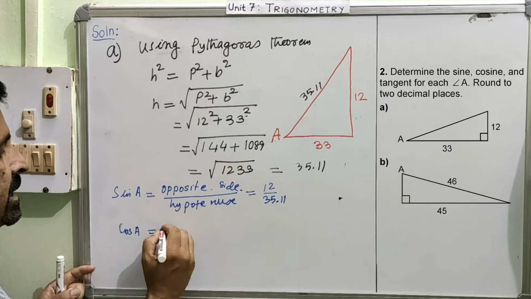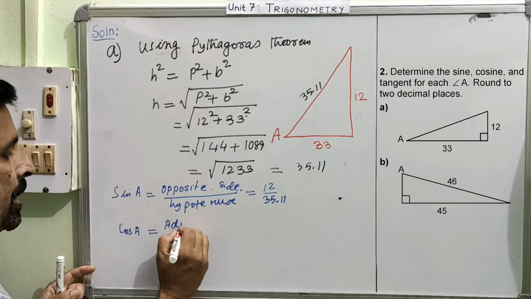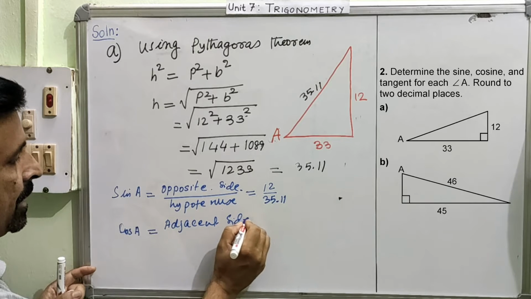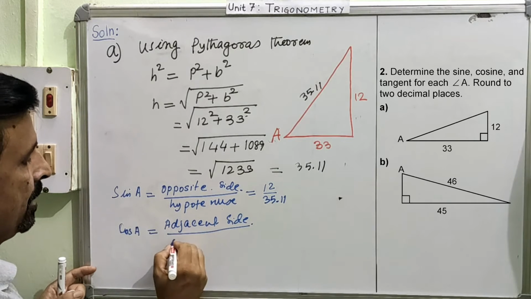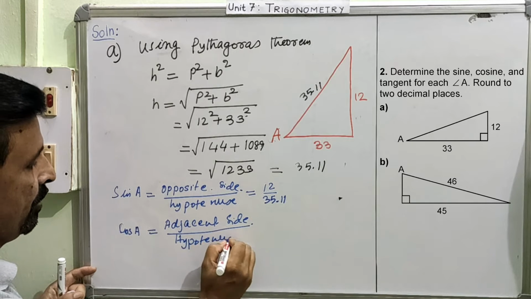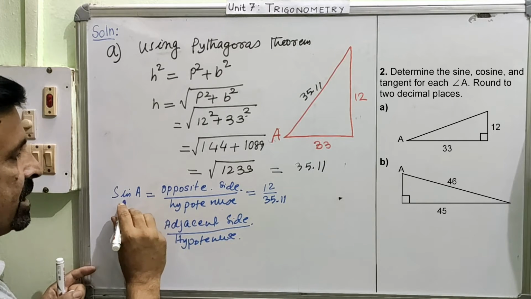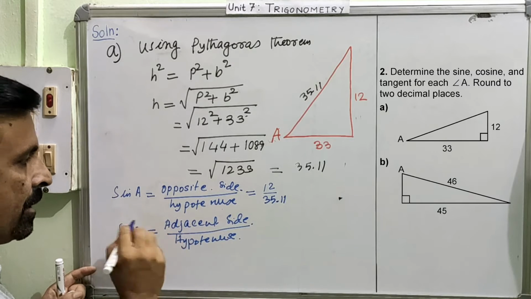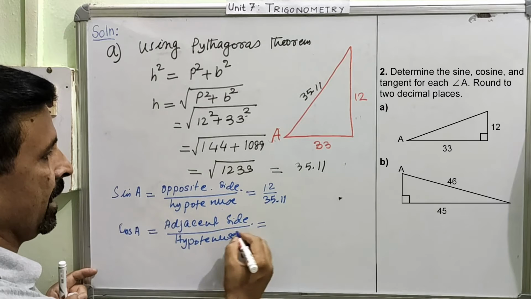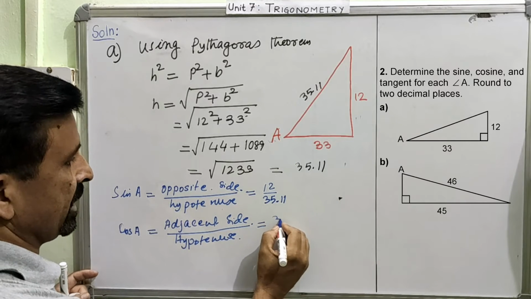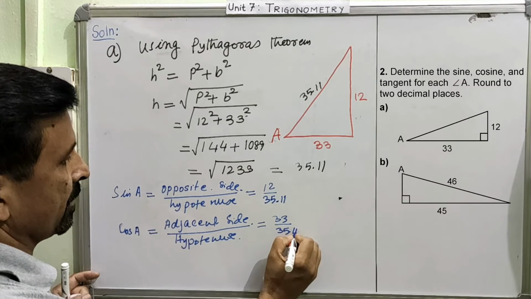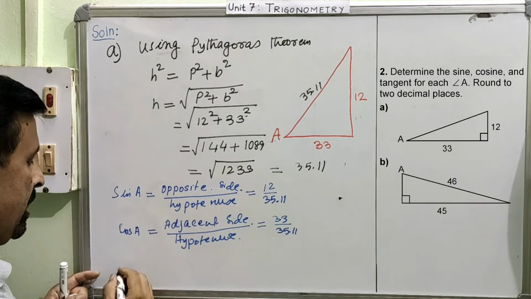The ratio of cos is adjacent side divided by hypotenuse. Now, are you able to remember the ratios? Ratio of sine A, ratio of cos A. Please keep eye on what I am writing. And adjacent side is 33 and then divided by 35.11. This also, if you want, you can write in decimal.